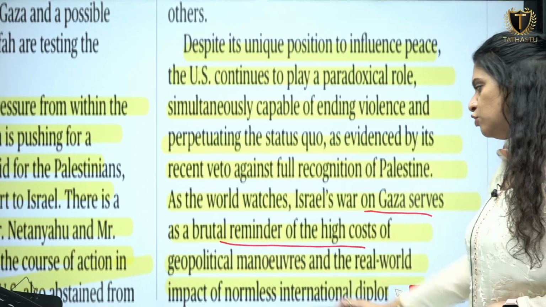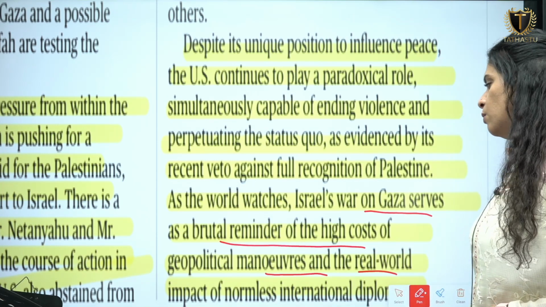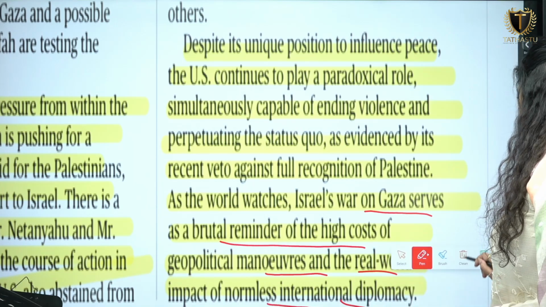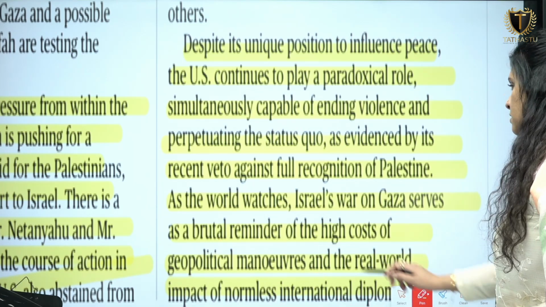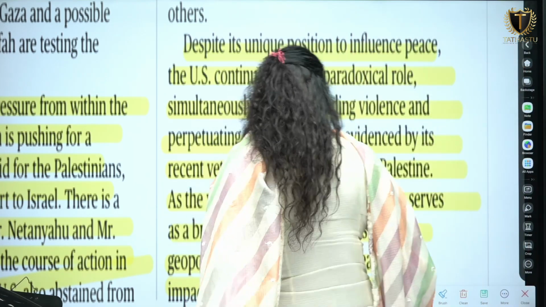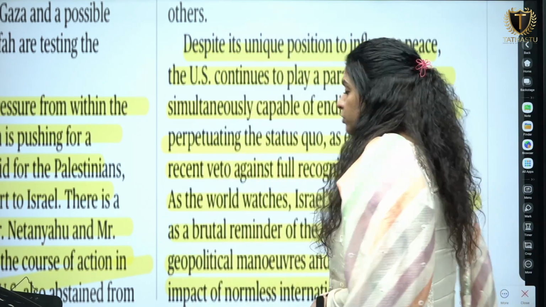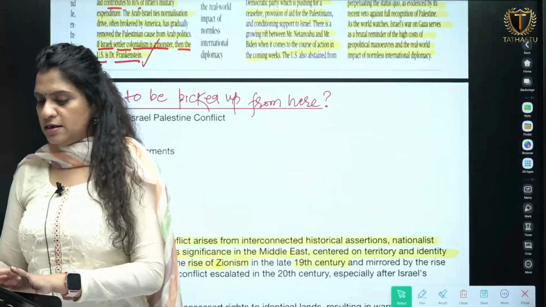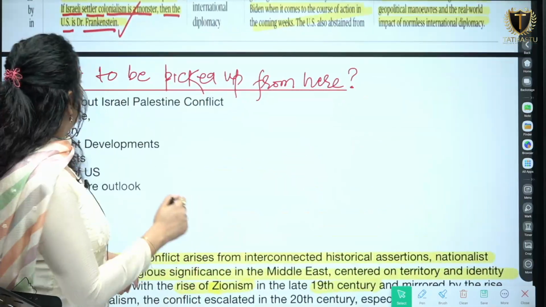So further, as the world watches, Israel's war on Gaza serves as a brutal reminder of the high cost of geopolitical maneuvers and real-world impact of norm-less international diplomacy. ठीक है? So this is about the article, but let us understand now this topic in detail with some additional content. तो इस आर्टिकल से आपको क्या-क्या पढ़ने की जरूरत है?